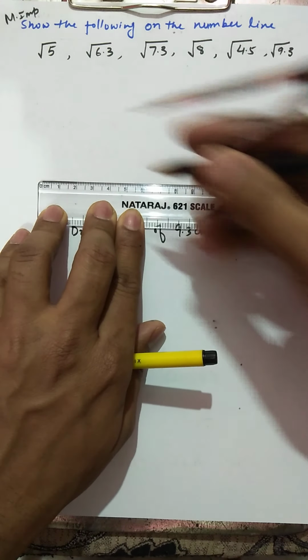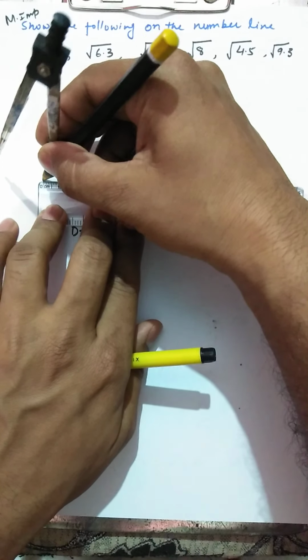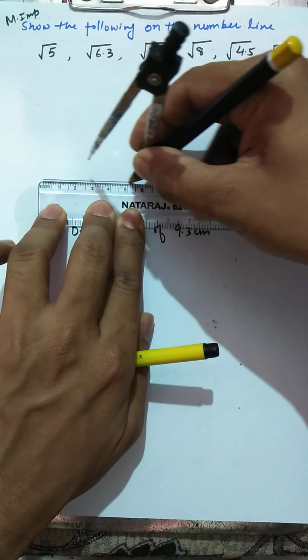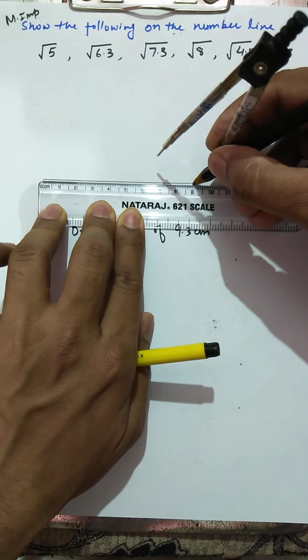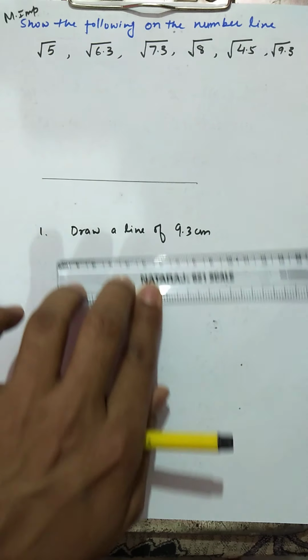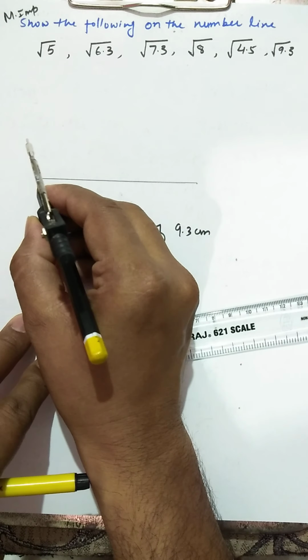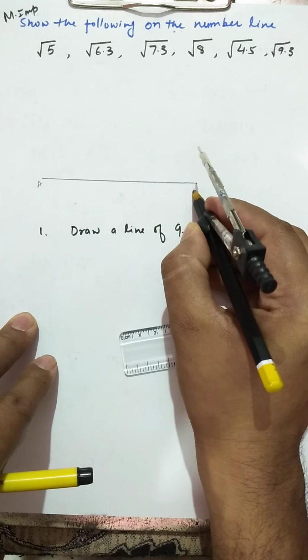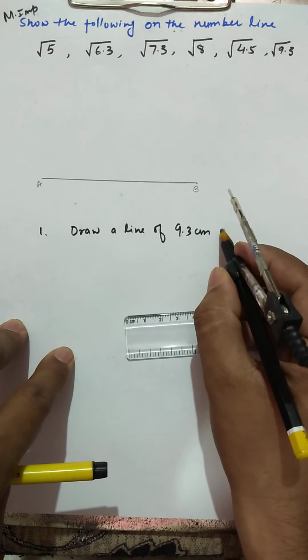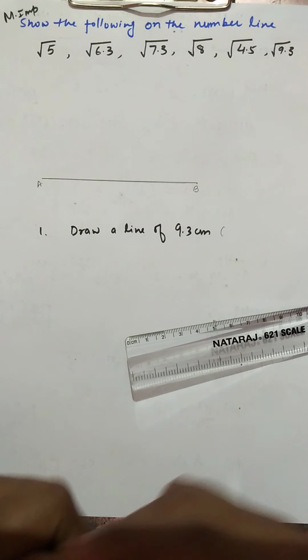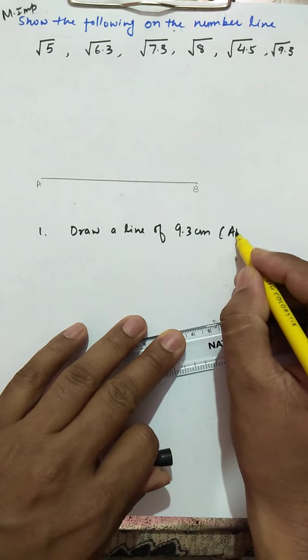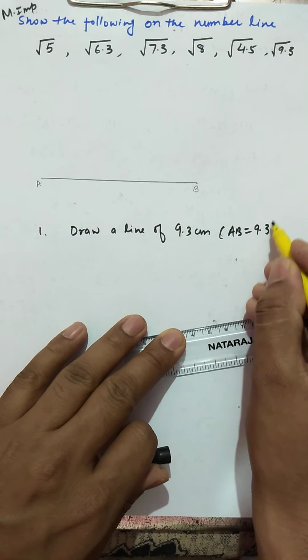So 9.3, if it is not visible to you, then I'll use my colors. This is 9.3. I think this line is visible to all. So mark this as A and mark this point as B. So your AB, we have taken AB as 9.3.